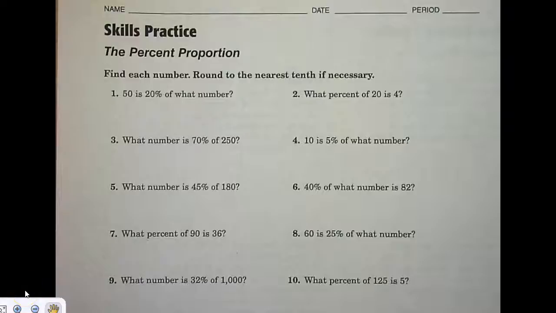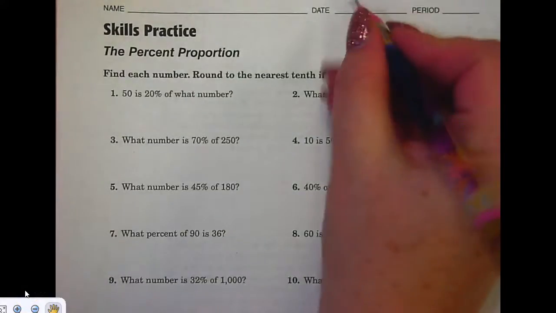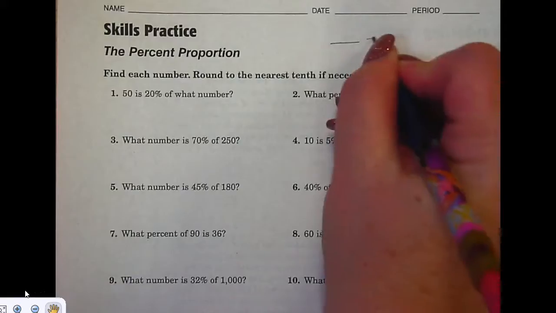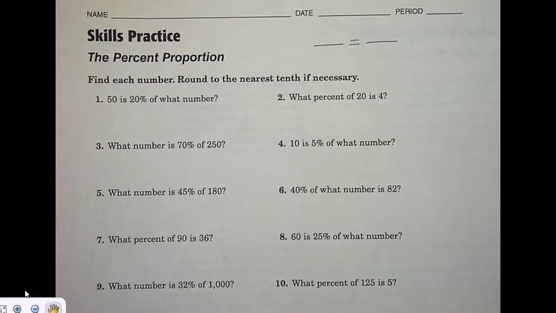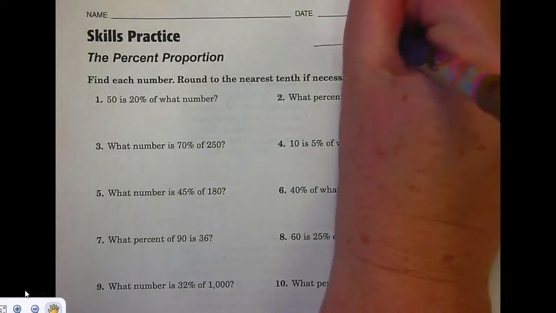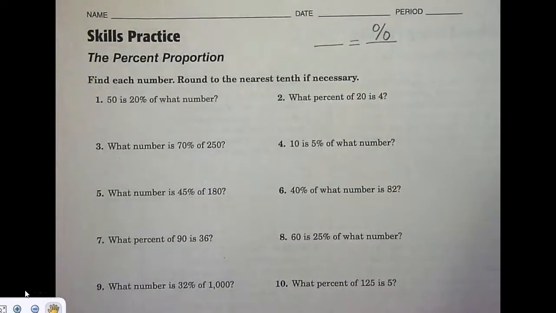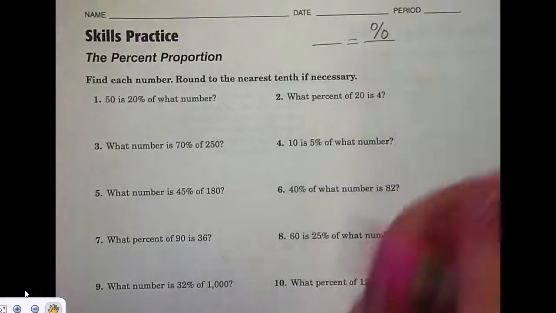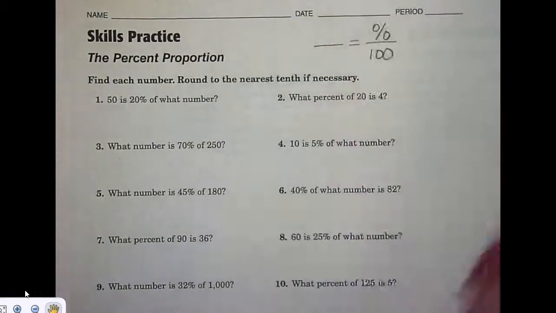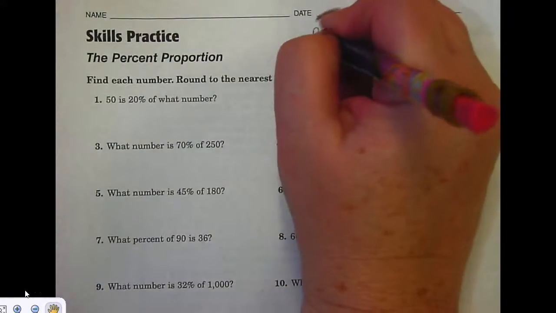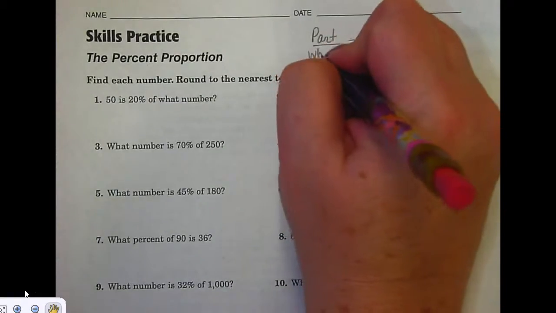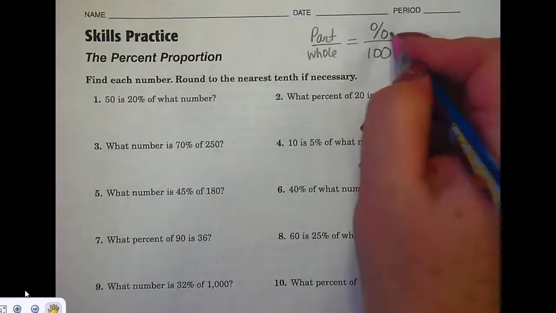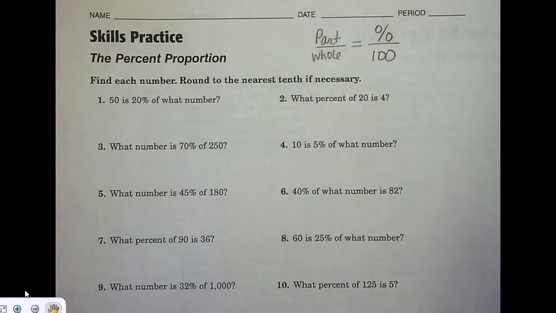So the percent proportion, you remember what we learned the other day, you can always find a missing part of the percent proportion if you start with this. And remember, it's always percent over what? 100. And then the part over the whole, right? Because the percent is the part, and the whole is always 100.